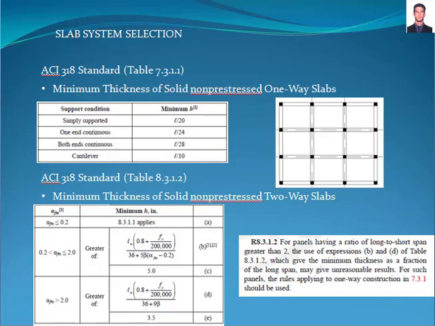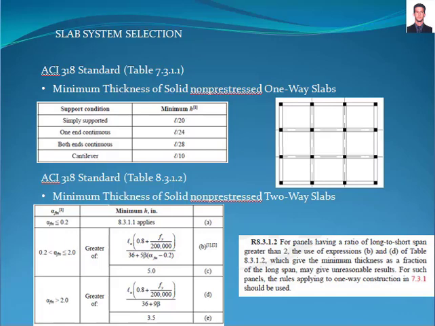After having selected the slab system to use according to the column or shear wall spans, we shall calculate the thickness of the slab in accordance with the American Concrete Institute 318 standard. If the system selected was with interior beams, we shall use table 7.3.1.1 for one-way direction slab as described herein.